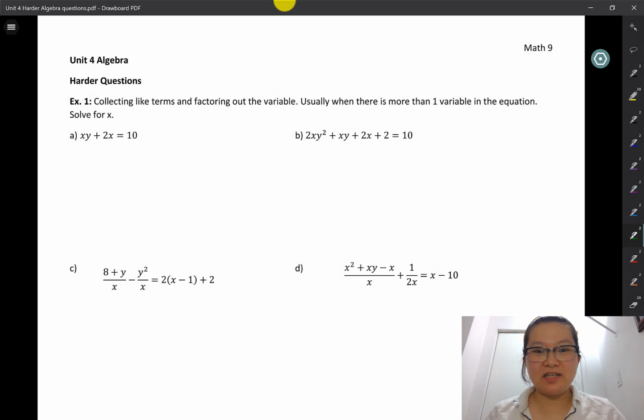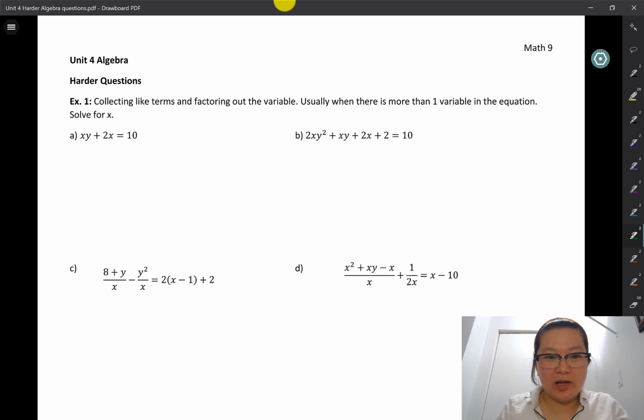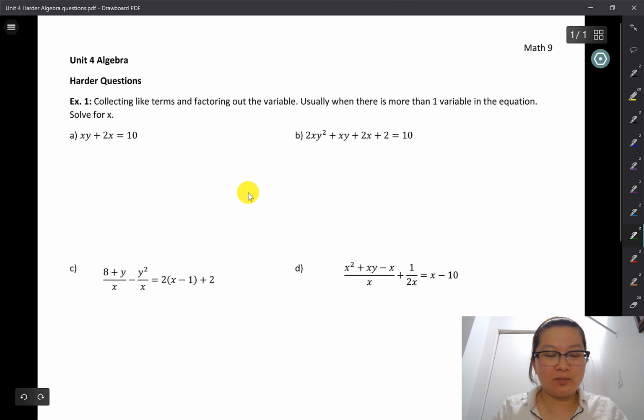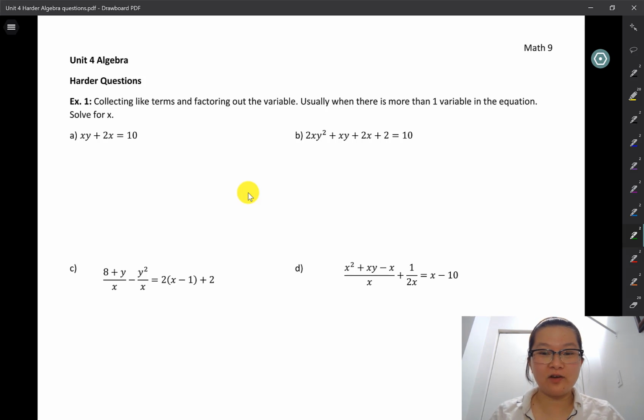As I promised, we're going to go over some harder questions. I'm going to show you a few more tricks that hopefully you may be able to use later on. So first, let's start with the first example, which is a new trick I'll be teaching you. It's called factoring out the variable, or just factoring in general.